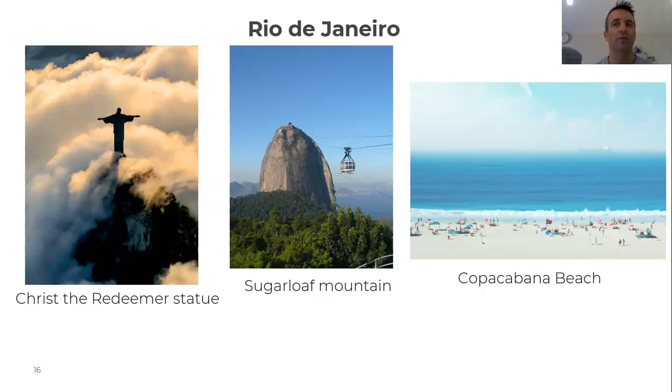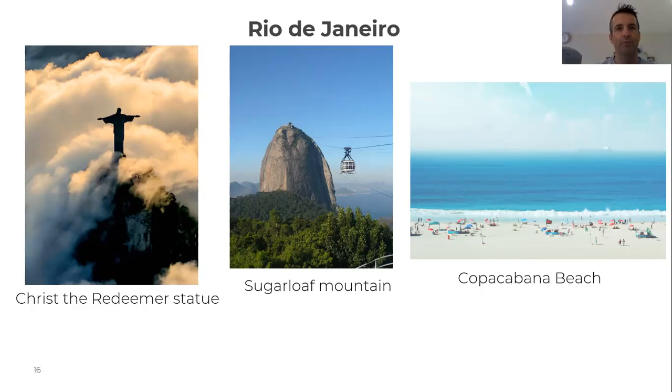Then on the right-hand side of the screen, you've got Copacabana Beach, which I think I'd probably rather see myself. That's a very famous beach in the city of Rio, and it's 4 kilometers long. So it's a very, very long beach, very popular with both locals and tourists as well. So that's a little bit more information about the city of Rio de Janeiro.